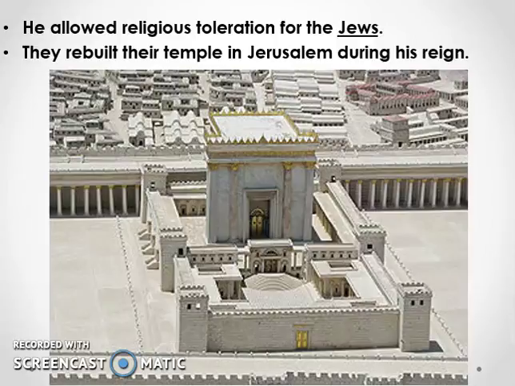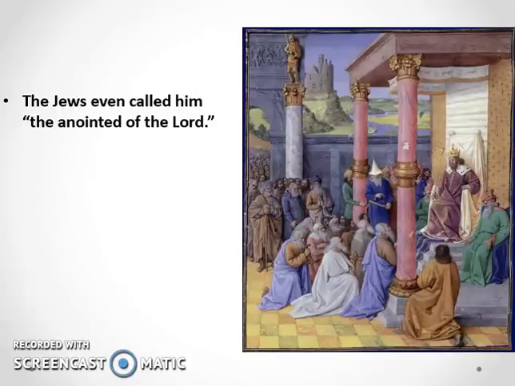He allowed religious toleration for the Jews as well, and during his reign, they rebuilt their temple at Jerusalem. The Jews even called him the anointed of the Lord. So he was looked at very highly for allowing this religious toleration.